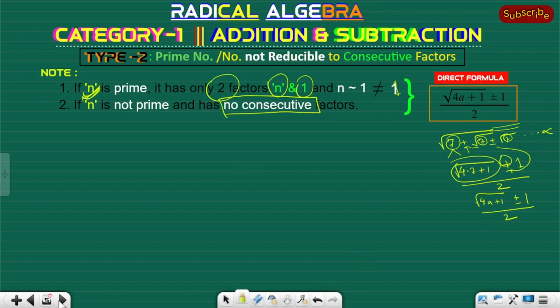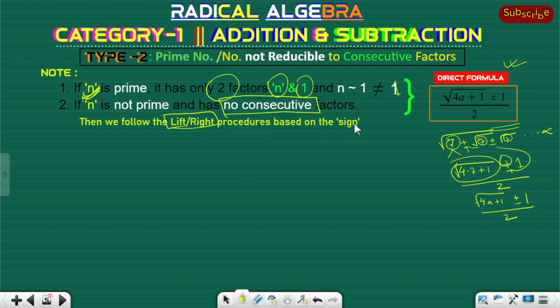Okay, let's see. We either follow this direct formula or the left or right procedure based on this sign. If it is positive, we will follow right, and if it is negative, we will follow left. It is left, L-E-F-T. Left and right on the number line we know, right? That's what we mean by left and right.